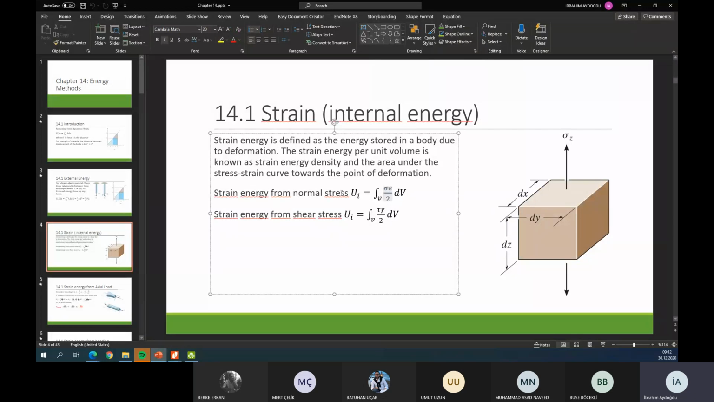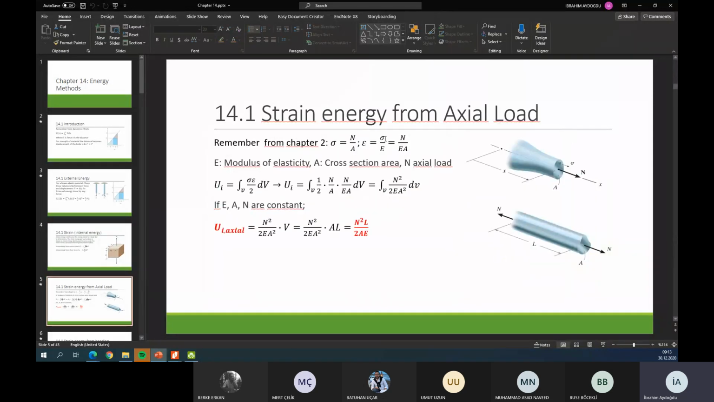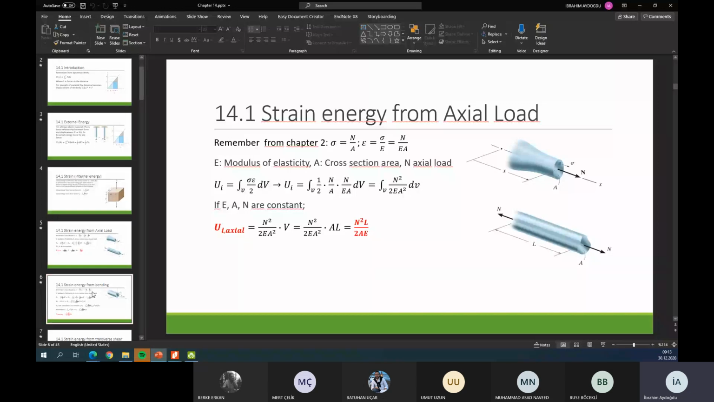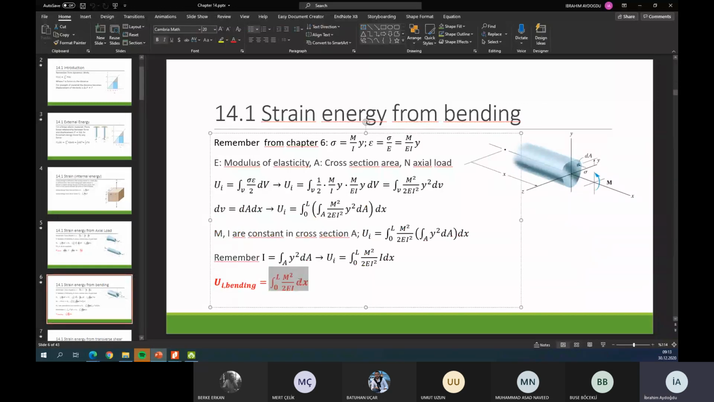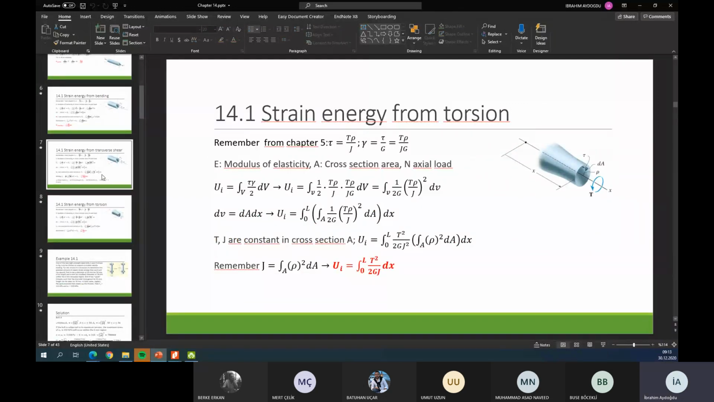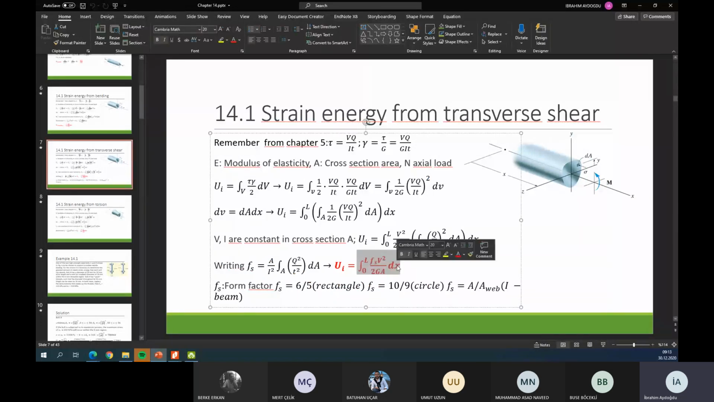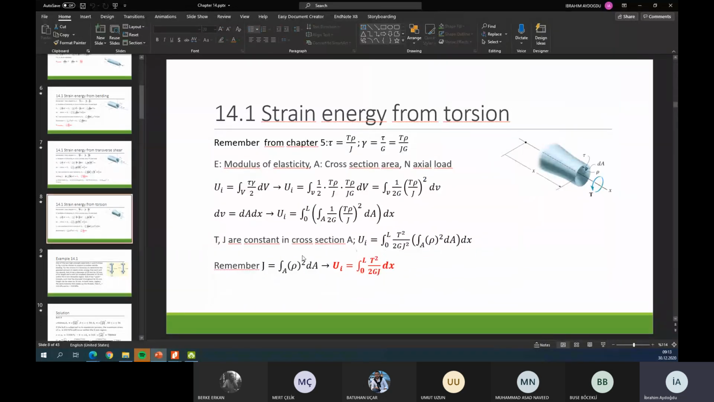Okay, I don't want to go into detail. By using this relationship, this is the small element, so we take the volume integration. After volume integration, I can prove how we can compute the strain energy. We can categorize it: for axial load, this formulation. From the bending, we obtain this formulation. From the transverse shear, we obtain this formulation. For torsion, we obtain this formulation.